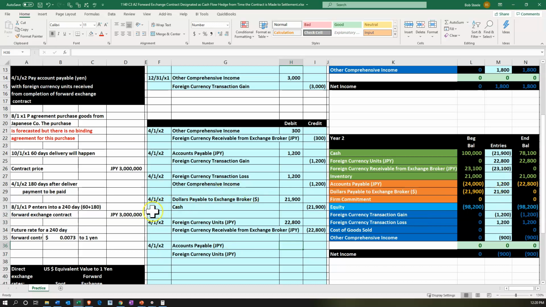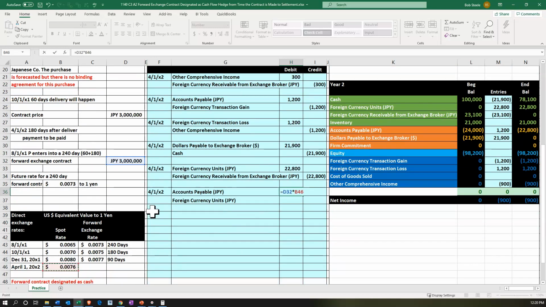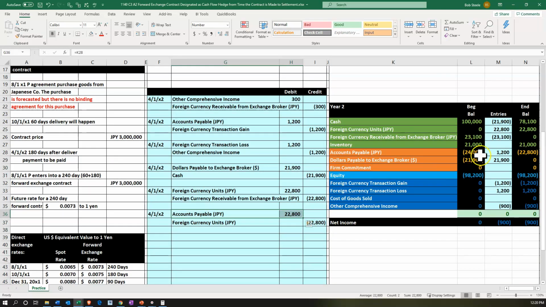We're actually going to be paying the 3 million yen. Let's calculate the 22.8 one more time: 3 million times the current spot rate, 0.0076. There's the debit. There's the credit. Let's post out the accounts payable. It's going to go right here.